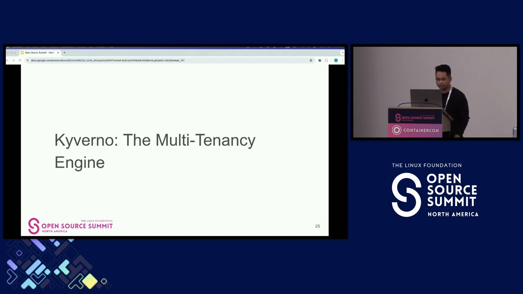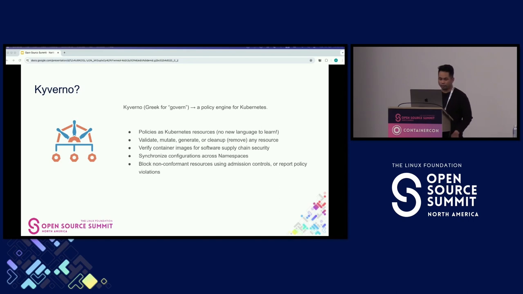That's about logs. And then the last point here is a Kyverno implementation in our use case that we call the multi-tenancy engine. So Kyverno is an open source project. It's a policy engine specifically for Kubernetes. And there are many things that Kyverno can do, but here are some points. Policies are Kubernetes resources, so we don't have to learn a new language. There's no programming language we have to use. And Kyverno can validate, mutate, generate, or even clean up a resource.